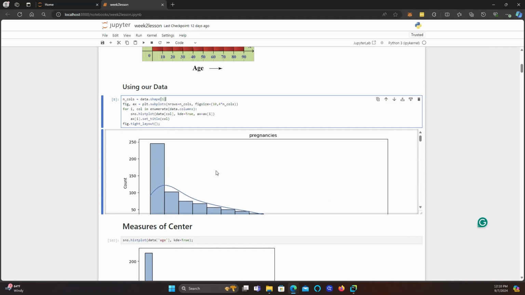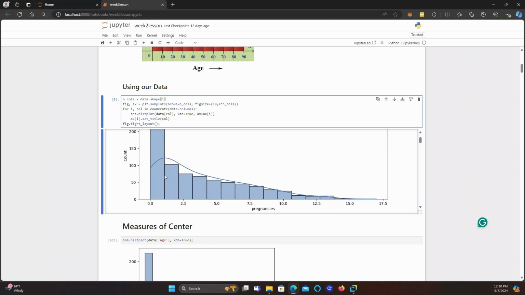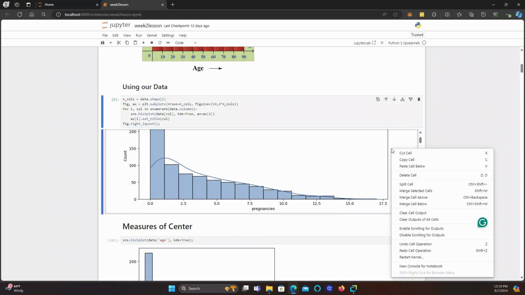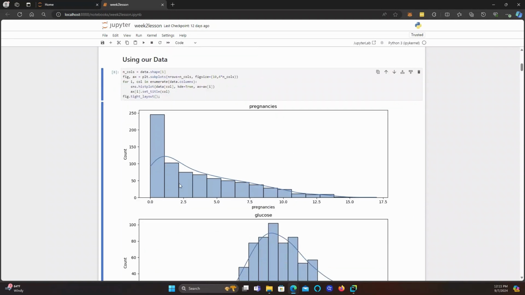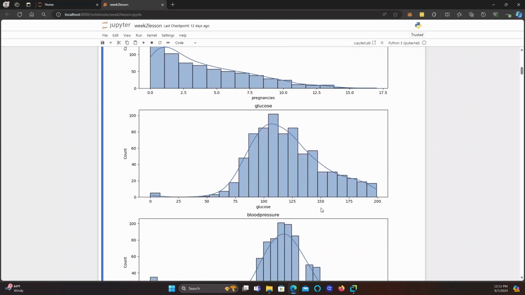So let's look at this first one. It's important to notice that a lot of these people had 0 pregnancies. Can I make this bigger? There we go. All right, a lot of people had 0 pregnancies. But a couple of people had like 12 pregnancies, or 15, or even 17.5. All right, so in the second one, the important things to see are that people had generally between like 50 and about 200 as a glucose reading, but most people actually were between 100 and like 125 right in here.